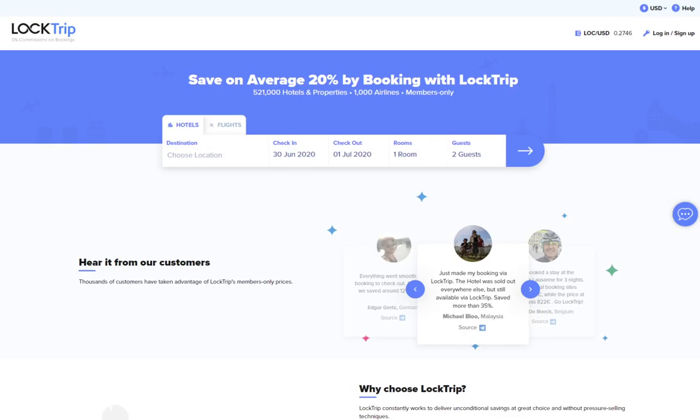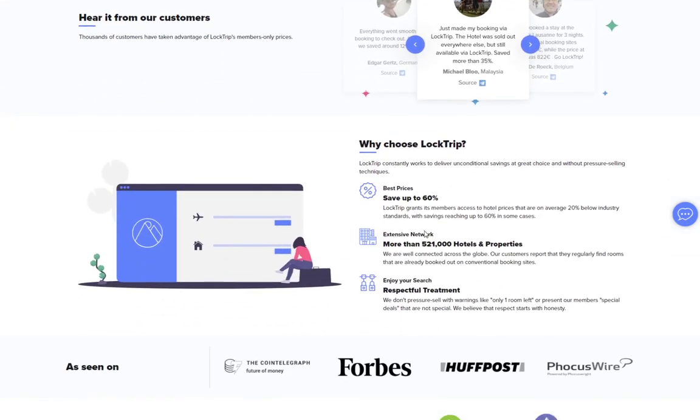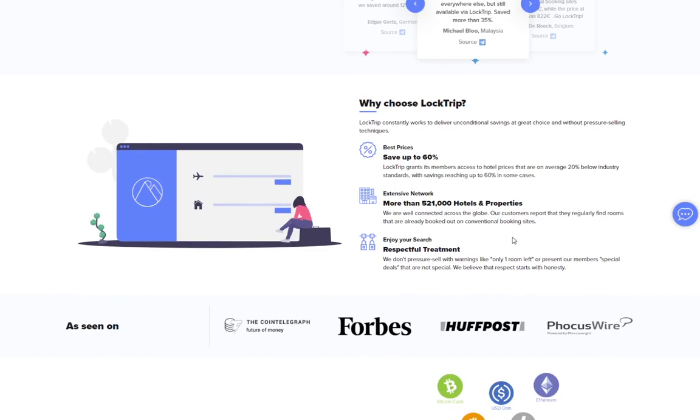Locktrip does say that you can save an average of 20% per booking by using their platform, and if we just scroll down here we can get a breakdown of why you should choose Locktrip. It says that Locktrip constantly works to deliver unconditional savings and great choice without pressure selling techniques. You get the best prices, so you can save up to 60%. Locktrip grants its members access to hotel prices that are on average 20% below industry standards, with savings reaching up to 60% in some cases. That's massive. Imagine getting 60% off your holiday or your hotel room. That's insane.